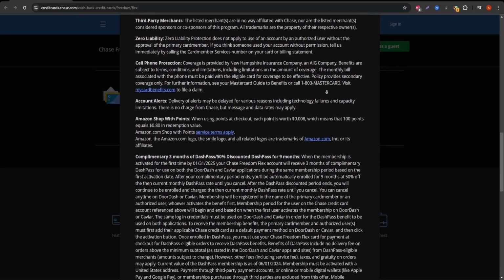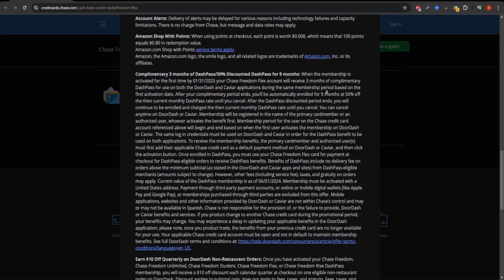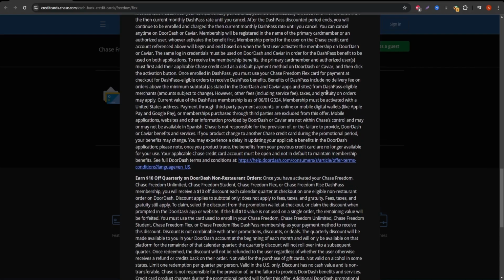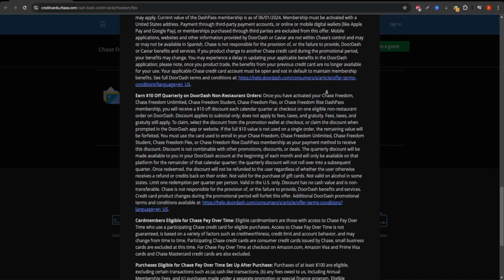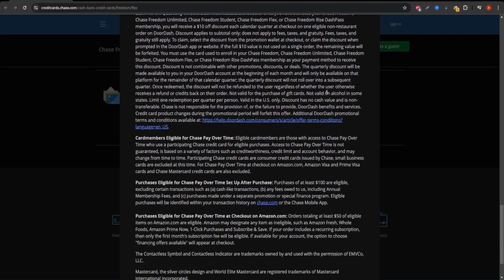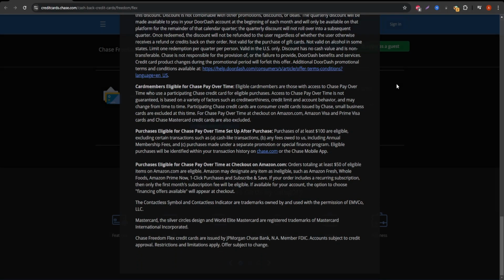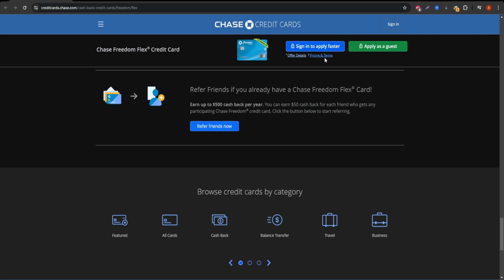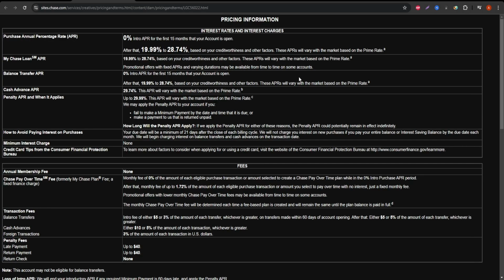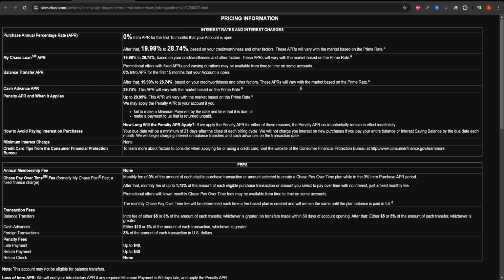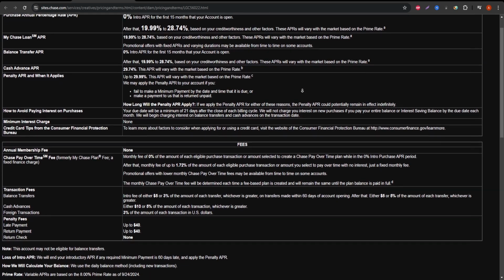The Chase Freedom Flex is issued by Chase Bank, which means you also get access to Chase's world-class customer service, online banking tools, and the Ultimate Rewards program. With this card, you can redeem your cashback as statement credits, gift cards, or even transfer points to Chase Travel Partners.